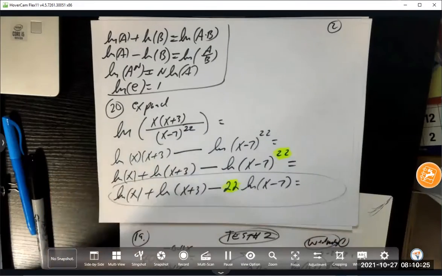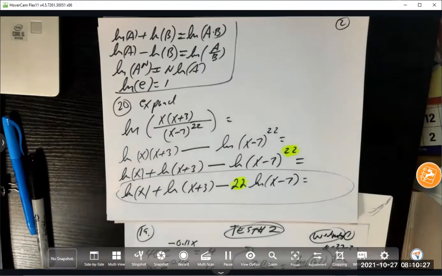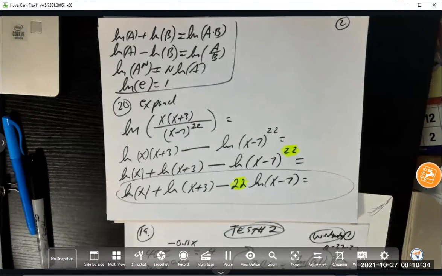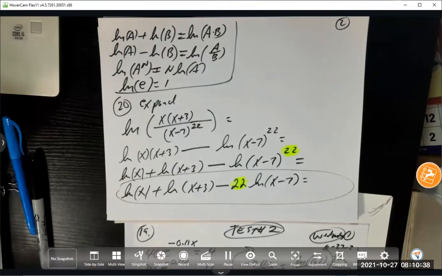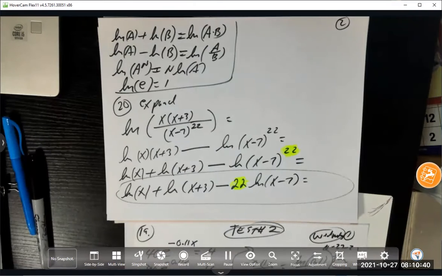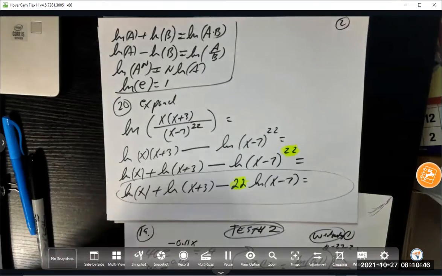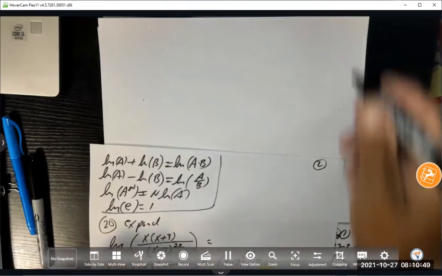Can you give me 1 second so I can finish? All right, go ahead. Take a picture of it. Got it? Yes, sir. All right. So I'm going to go to number 22. Okay, next page, 22. All right.